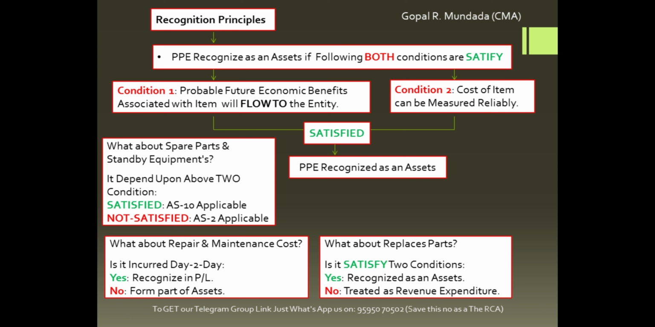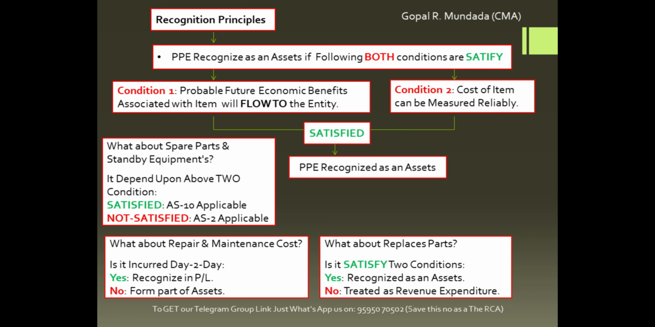So guys, next, what about the repair and maintenance cost? Firstly, we see the nature of the repair and maintenance cost. Is it incurred day to day? If the answer is yes, then recognize that cost as an expense in profit and loss. And if your answer is no, in such a case, it forms part of the asset.